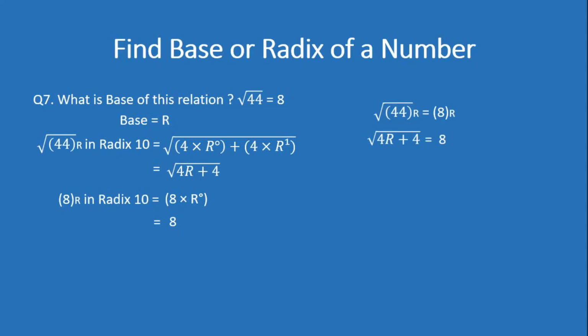Now we have one side root under and one side is a normal number. So we have to square on both sides. So after squaring on both sides, we get 4r plus 4 equal to 64. So we got the result r equal to 15. So here the answer is r equal to 15.